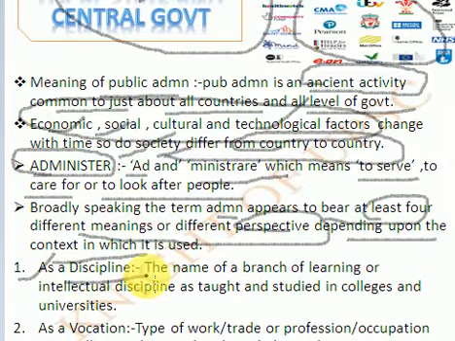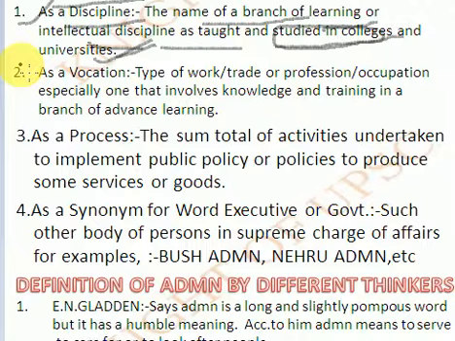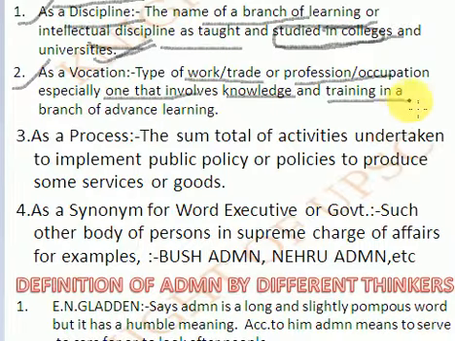First one, as a discipline: the name of a branch of learning or intellectual discipline as taught and studied in colleges and universities. Like we study this subject in colleges and universities as a discipline. Next one, as a vocation: the work or trade or profession or occupation, especially one that involves knowledge and training in a branch of advanced learning.